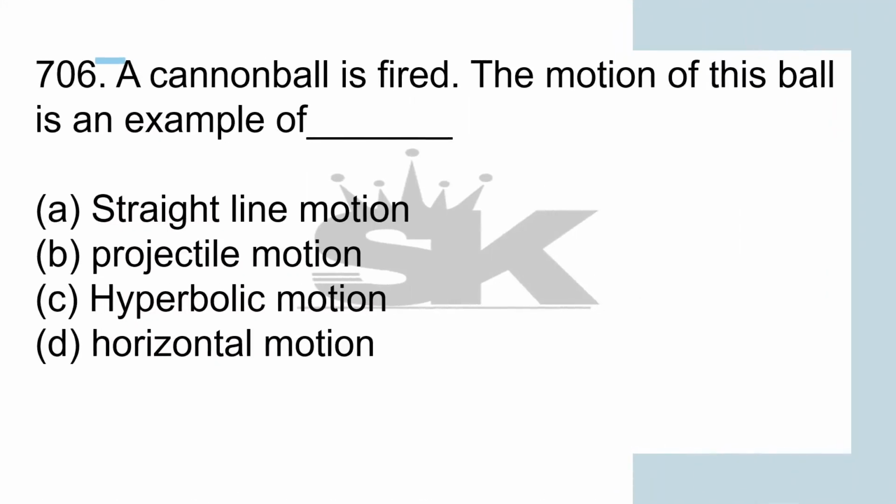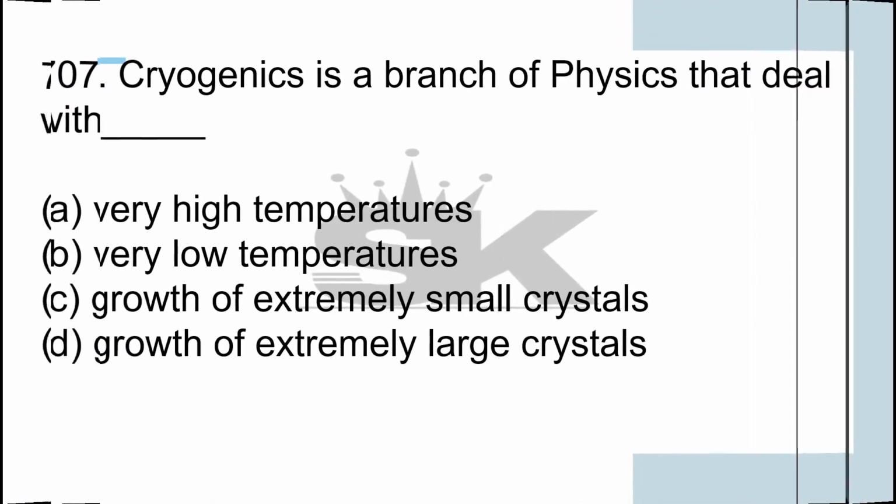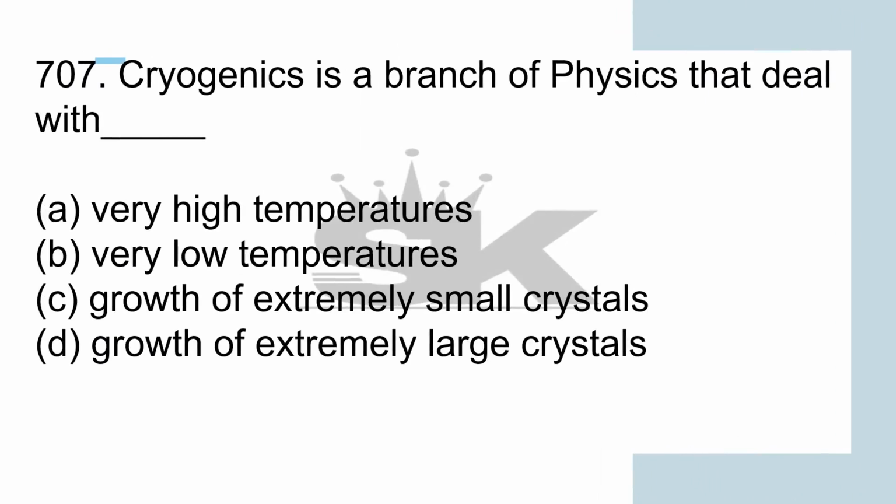A cannonball is fired. The motion of this ball is an example of. So easy question, that is projectile motion. Okay. Cryogenics is a branch of physics that deals with. It is also a good question. That is very low temperatures. Okay, option B.